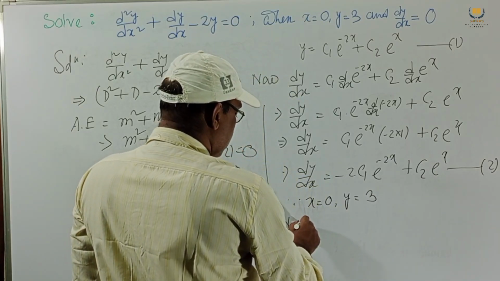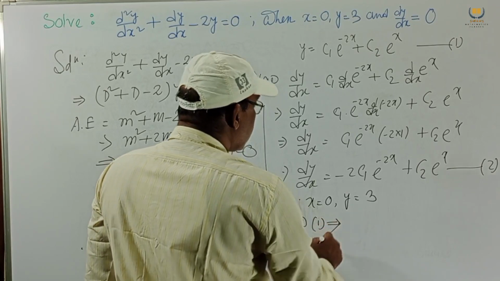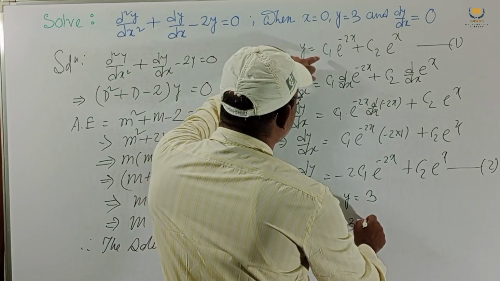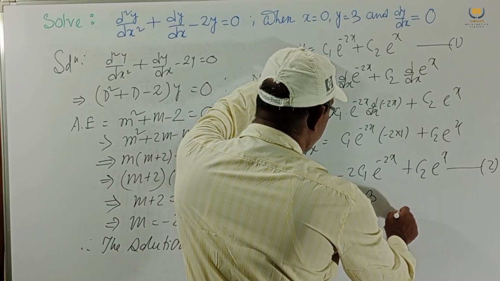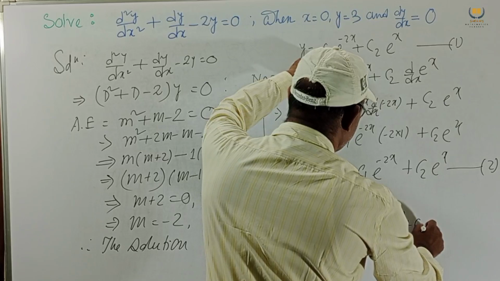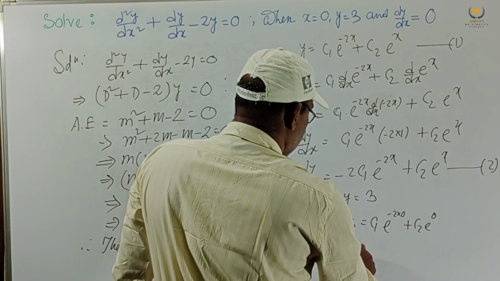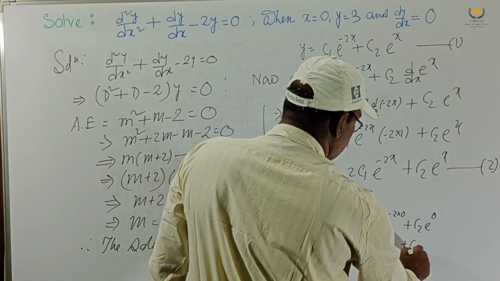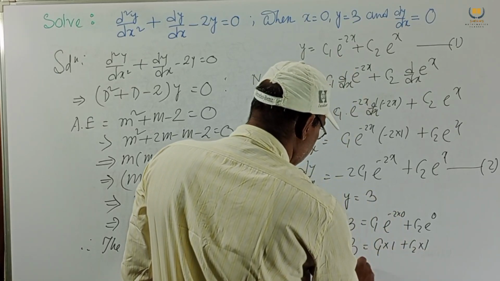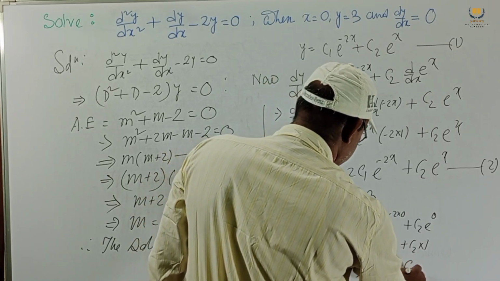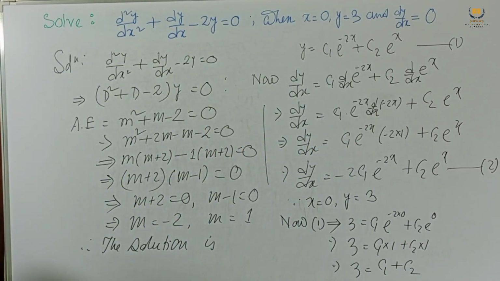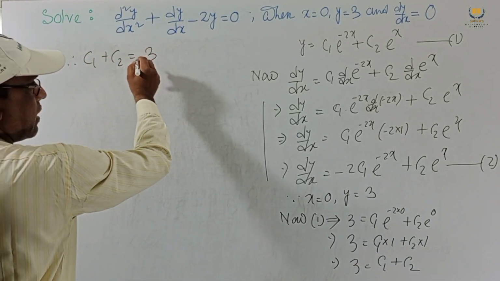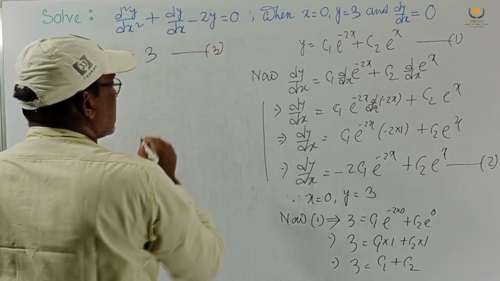Now in equation number 1, putting y equal to 3, we get 3 equal to c1 e to the power 2 into 0 plus c2 e to the power 0. Since e to the power 0 is 1, we get 3 equal to c1 plus c2. Therefore c1 plus c2 equal to 3, and this is equation number 3.